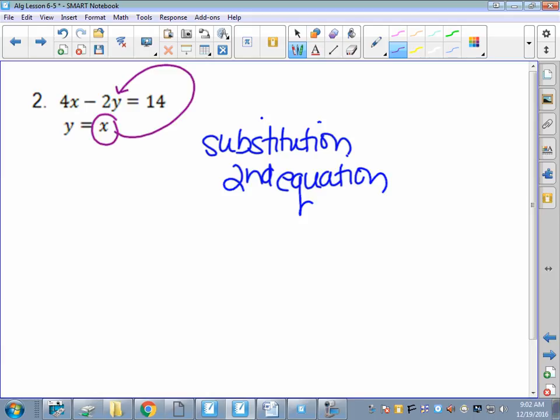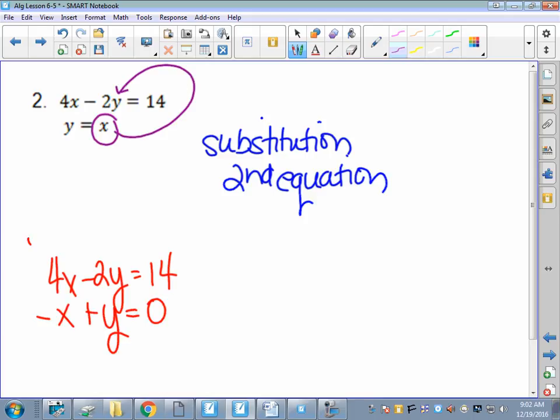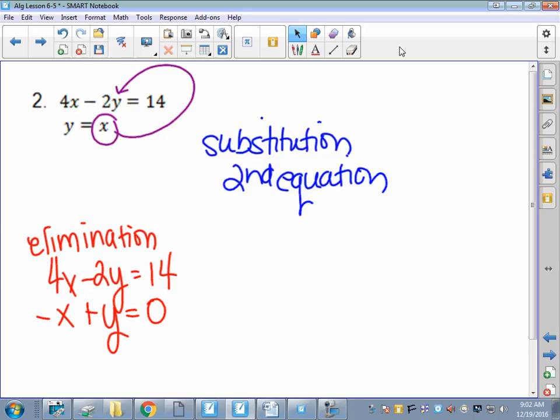If I wanted to do elimination for this, I'd have to subtract the x. So I would have my first equation not change. I'd have my second equation, -x plus y equals 0. And then I'd have to multiply. So that seems like more work to me than just substituting that x value into y wherever I see it. But both ways will work and both ways will get you the same answer.